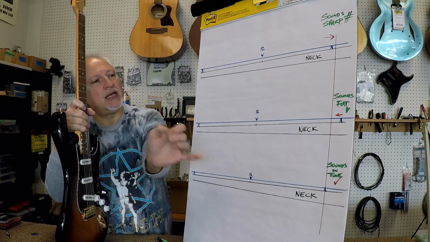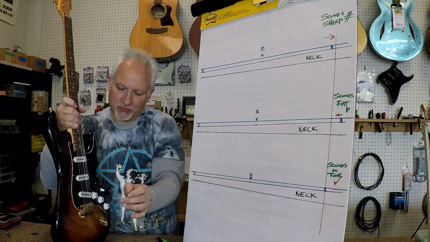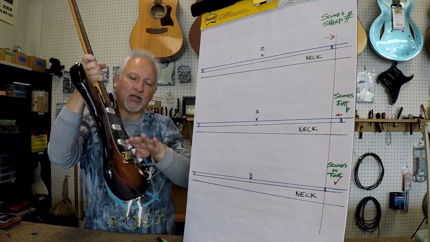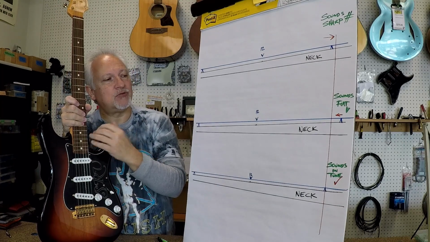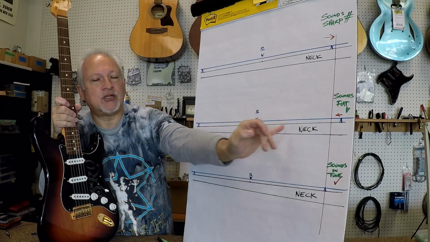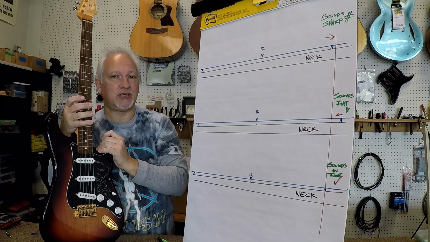Another way is if the saddle is too far back towards the bottom of the guitar. That makes the overall string length too long, in which case when you play the 12th fret, the note would be flat because the string is too long.